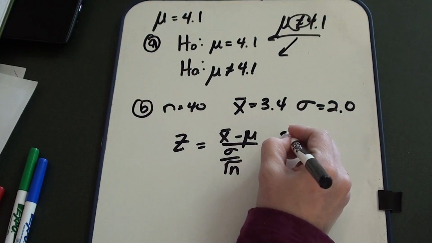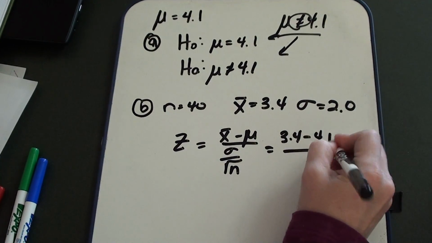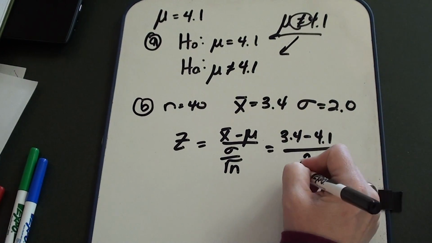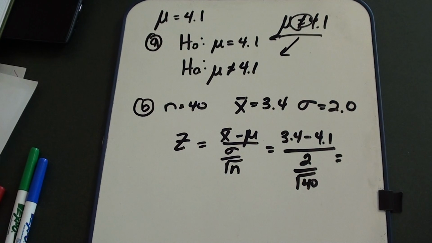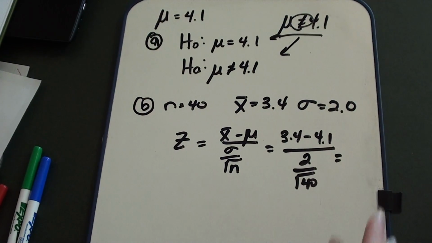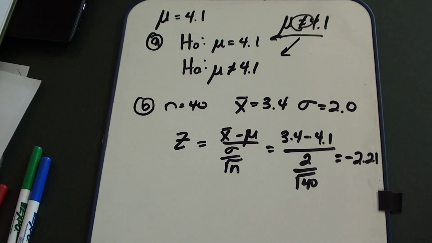So we'll just plug in our numbers, 3.4 minus our population mean of 4.1 divided by the population standard deviation divided by the square root of the sample size. So when we do the math on that, it should come out to negative 2.21. Okay. So I'm going to stop there just so that the video won't be too long, and I'll start the next one.